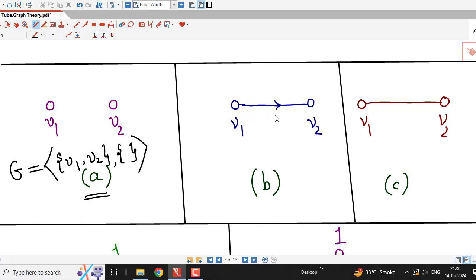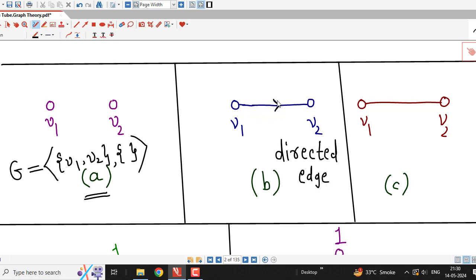Here we have an arc joining V1 and V2, and this arrow indicates that there is an arc or edge from vertex V1 to vertex V2. So if direction is specified, then we can say that our edge is a directed edge.